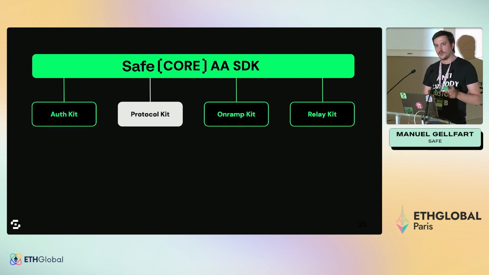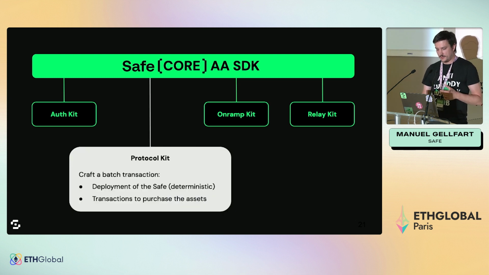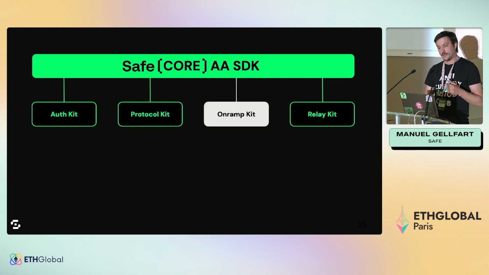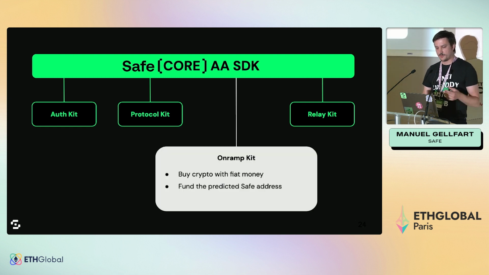Then the Protocol Kit. The protocol again is the Safe contracts, so this is a wrapper around the Safe contracts. You need to give it a signer, and then you can sign transactions, send transactions, or deploy Safes with this kit. For instance, you could also deploy a Safe and already do a transaction in a batch with it. Then the Onramp Kit, as the name says, is quite simple. You can buy crypto with fiat and fund your Safe address through it.